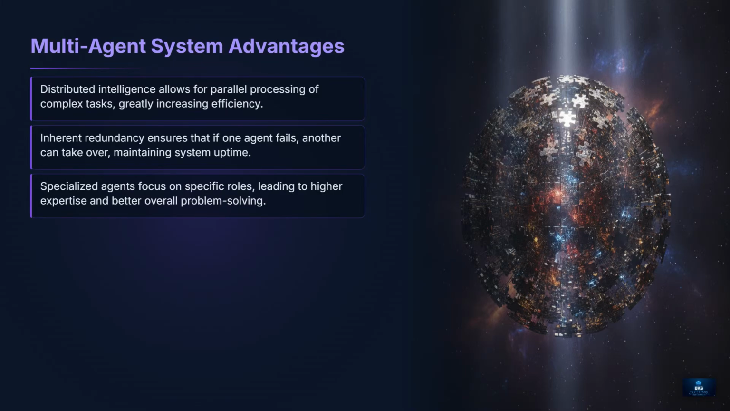When moving to a multi-agent system, the benefits are significant. You gain true parallel processing power. Because tasks are distributed among specialists, the system solves problems faster. Plus, the redundancy is a huge win for reliability. If one agent crashes, the others can pick up the slack. It's essentially building a high-performance team within your software stack.